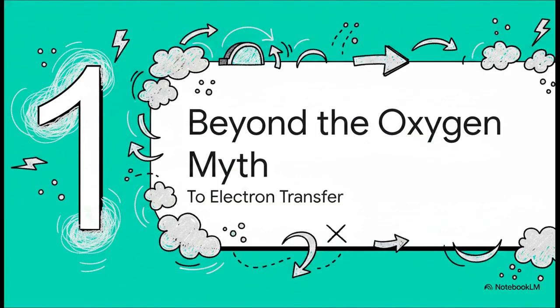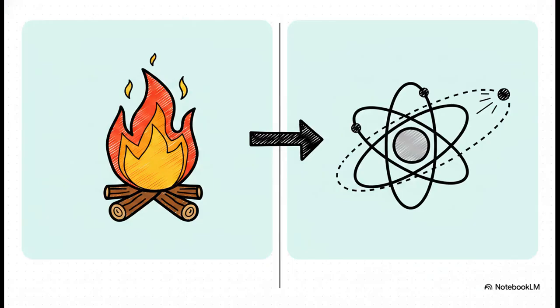All right, Section 1. Beyond the oxygen myth, from oxygen addition to electron transfer. Let's start things off by clearing up a historical misconception. This is something that trips up so many of my undergrads when they first study chemical reactions, so we really need to jump over this conceptual hurdle right away. Originally, chemists thought oxidation was strictly about oxygen. And honestly, that makes total sense, right? Oxygen makes up about 20% of our atmosphere, so elements are constantly combining with it. When magnesium burns, it adds oxygen to become magnesium oxide.